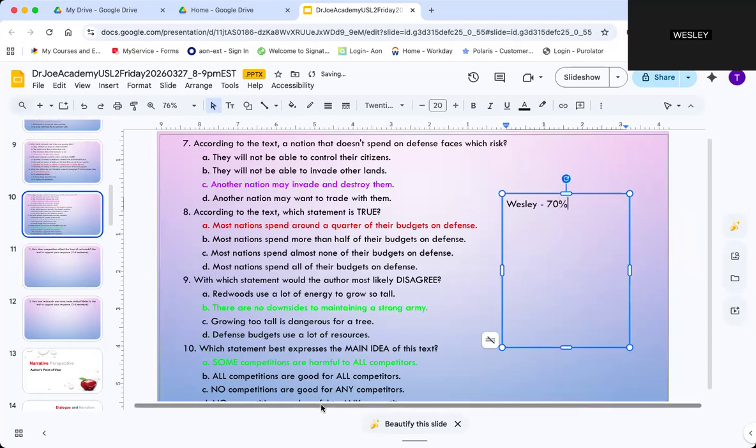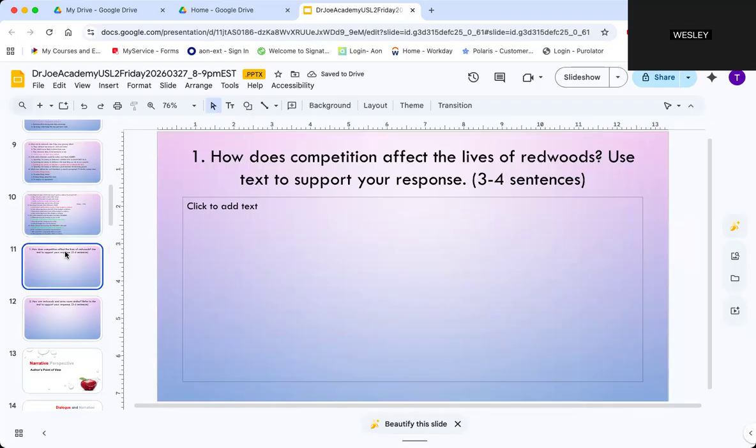Okay, let's answer some questions now. How does competition affect the lives of redwoods? Use your text to support your answer. Are you able to answer this? Yeah, I think so. You understand the question? Yeah. Okay, go ahead. So I should write it in the chat. Yeah. Three to four sentences, okay? Okay.